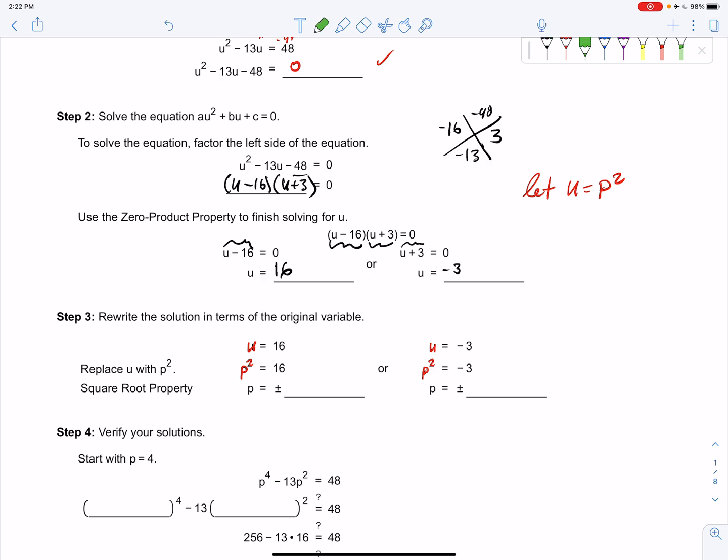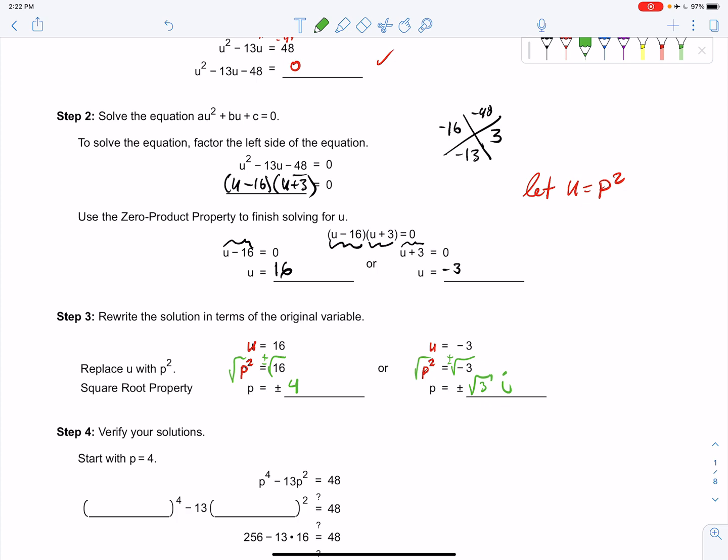Well, how do we undo a square? We square root. And we never forget, when we square root both sides, to say plus or minus. So we're going to get p equals plus or minus the square root of 16, so plus or minus 4. And over here, we're going to square root both sides, never forgetting the plus or minus. P equals plus or minus the square root of negative 3, so it's going to be the square root of 3i, because of the negative under the radical. And there we have 4 solutions.